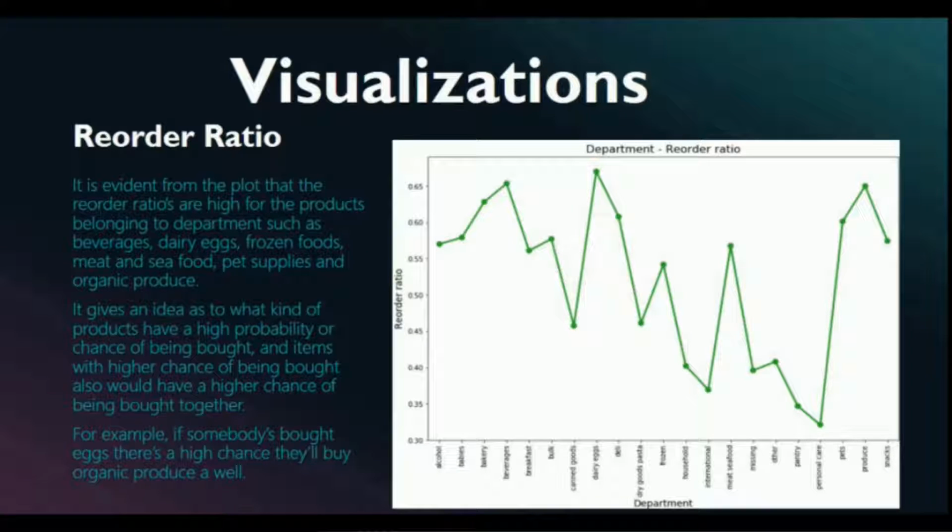Let's have a look at a few visualizations. Reorder ratio. We can see from the graph that the reorder ratio is high for items of daily consumption. For example, bakery items, eggs, beverages, meat and seafood, and organic produce have a very high reorder ratio at a range of about 0.65. This gives us an idea as to what kind of products have a higher probability of being bought. And items with a high probability of being bought also have a high probability of being bought together. For example, if somebody's bought eggs, there's a high chance that they'll buy organic produce as well.